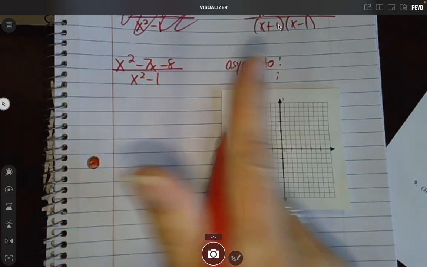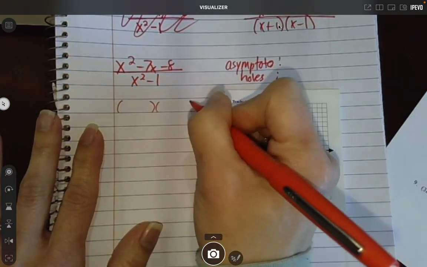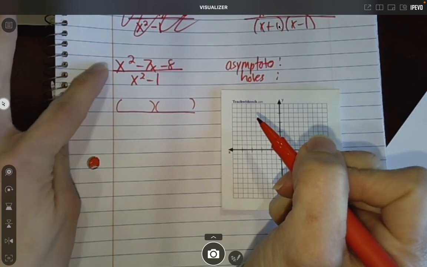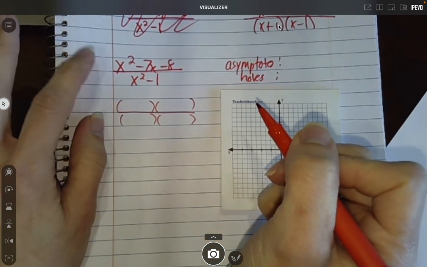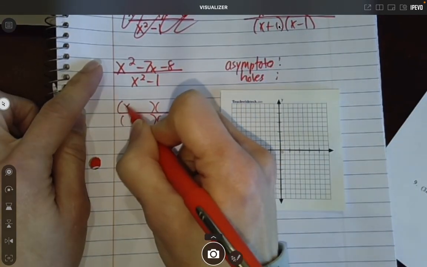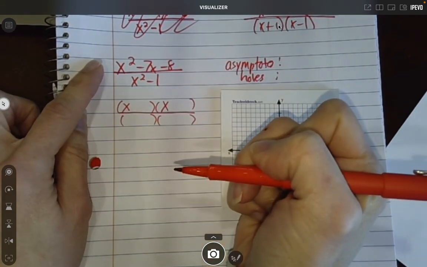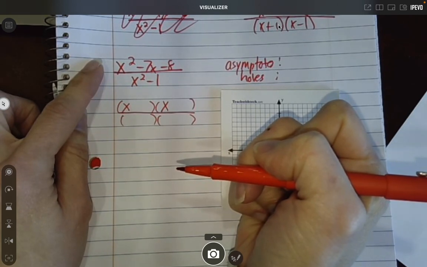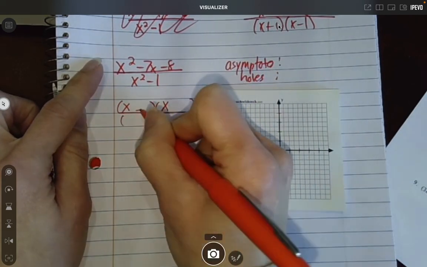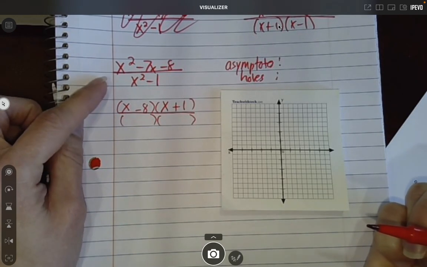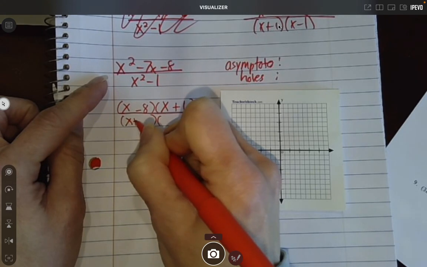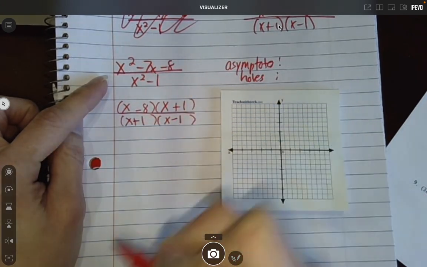So the first thing is, let me just go ahead and factor the top and the bottom. Now, this right here is exactly what I'm going to enter in my calculator. But let's factor them. What does the top one factor to? I've got x and x. And what times what is negative 8? Negative 8 and a positive 1. That adds up to negative 7. Now, what's this one? The denominator is the exact same on your test. It's x plus 1, x minus 1.